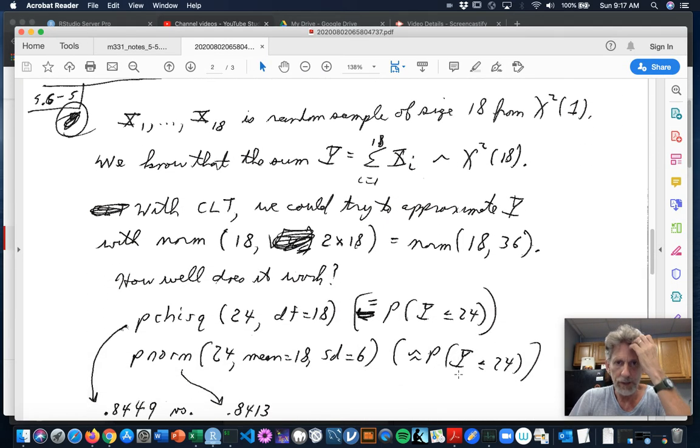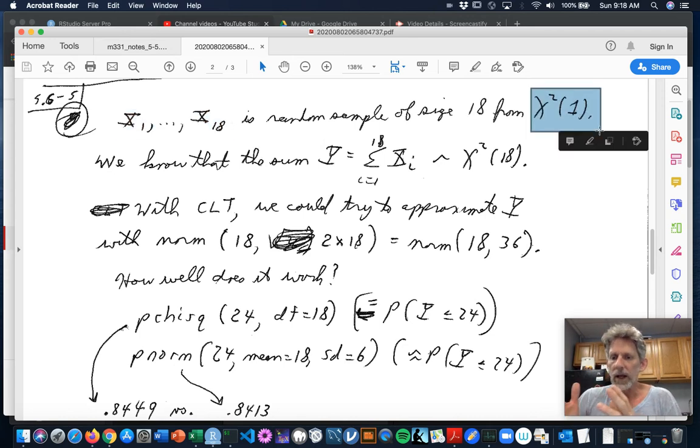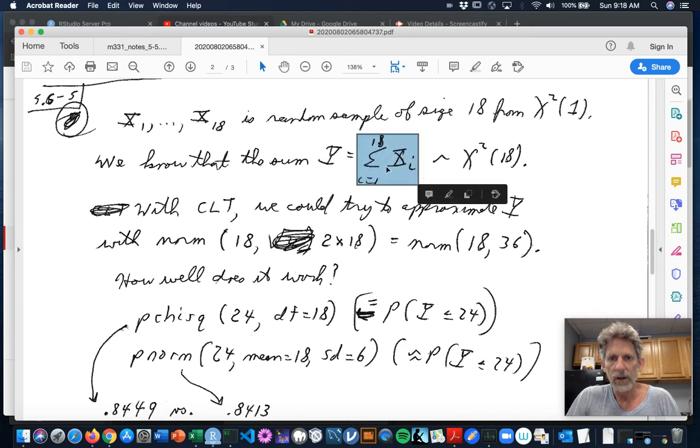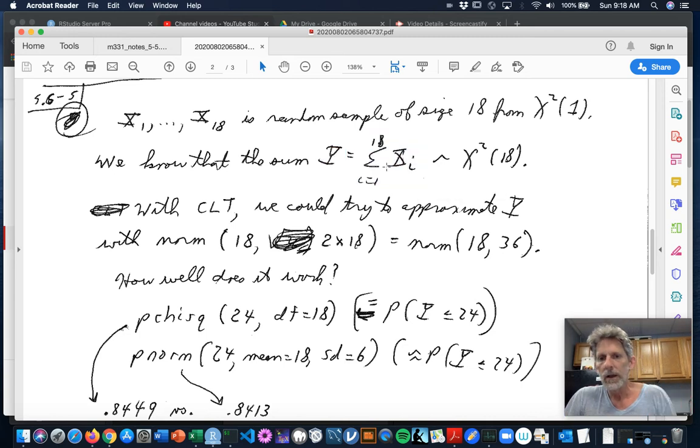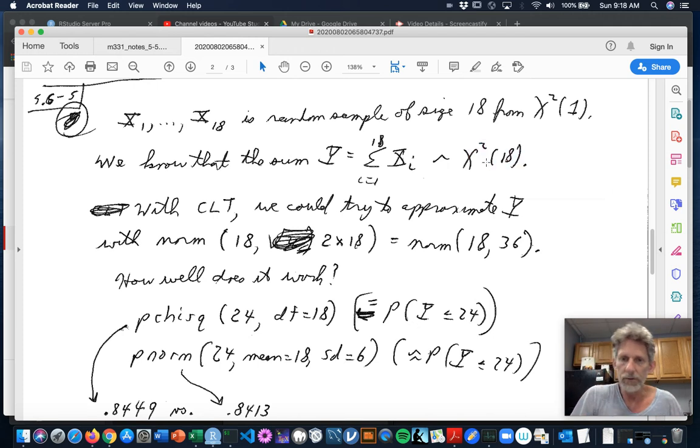How about an application? Let's say that x1 through x18 is a random sample of size 18. The underlying distribution is chi-squared with 1 degree of freedom. Well, we know that if you take the sum of the sample, that's chi-squared with 18 degrees of freedom. So we know everything about probabilities for the sum.